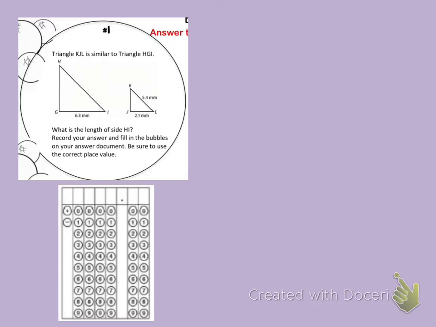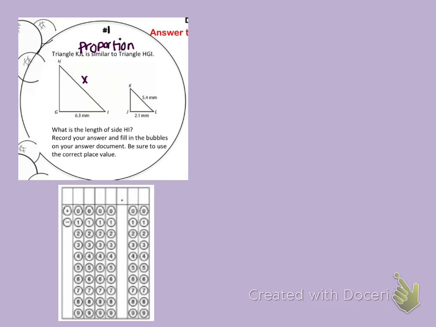Number 1 says that triangle KJL is similar to triangle HGI. So when it's similar, the sides and angles have a relationship. Okay, so what is the length of side HI? So that's the side right here. Record your answer and fill in the bubbles. So when they are similar, that means that we can set up a proportion.